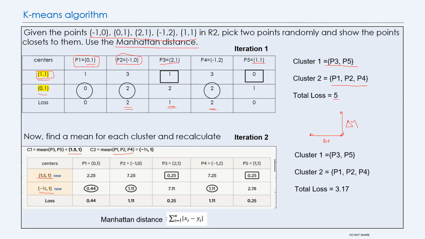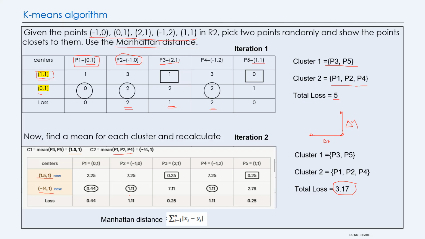All right, and then we'll do the same thing we did before. We will compute the distance between this point and that point. So we will figure out what those numbers are. The same process as before. Now we get a smaller number here, 0.44. This means that P1 belongs to this cluster, represented by this new mean, and P2 belongs to that because that's the smaller of the two here, and the smaller of the two here is 0.25. So the clusters did not change, although the total loss went down.